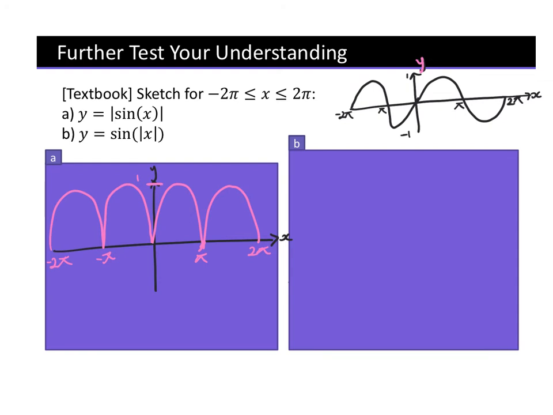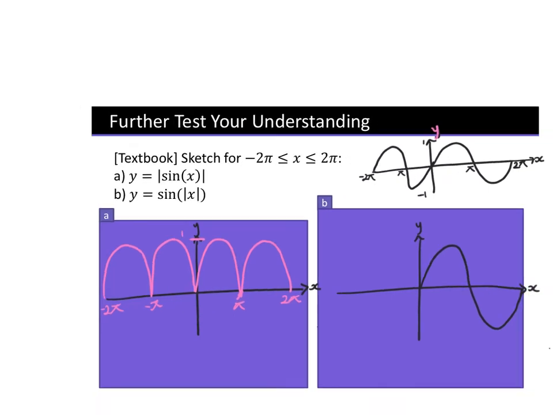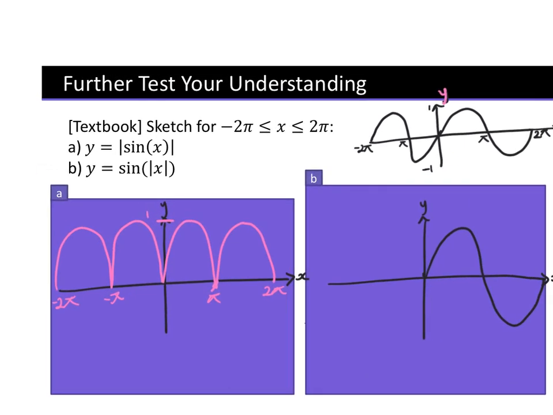Now for the second graph, we just want the modulus of x this time. So, if we want to think about it, we've got our x and our y. We know that anything on the positive x side of the equation, we're going to reflect it in the y axis. So we're going to draw this side first, which we already know is just our sine graph. Here we go. And now we're going to reflect that in the y axis. So now it's going to look like this.